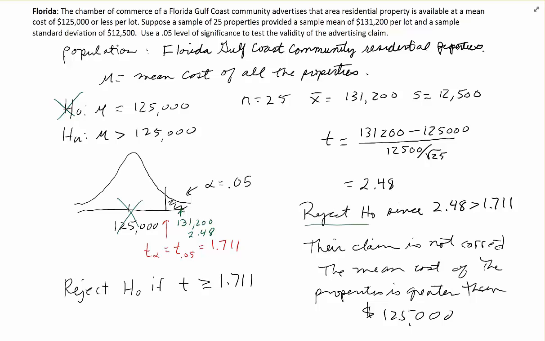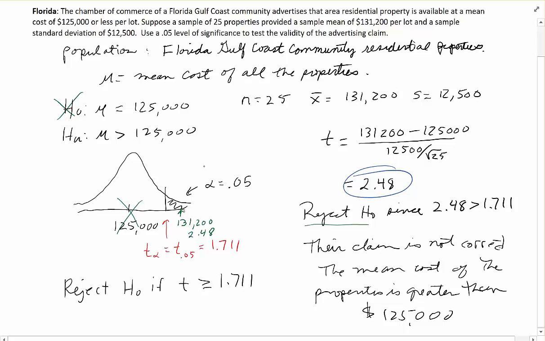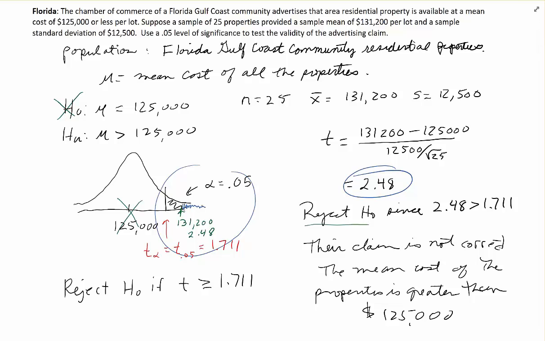Now let's go back and look at this problem and see if we can calculate a p-value. The p-value will depend on the 2.48. At location 2.48, I want to calculate the probability of getting anything less likely than what we have, the 131,200, given that the null hypothesis is true. What percentage of the sample averages, in other words, would be out in that area if the null were true?